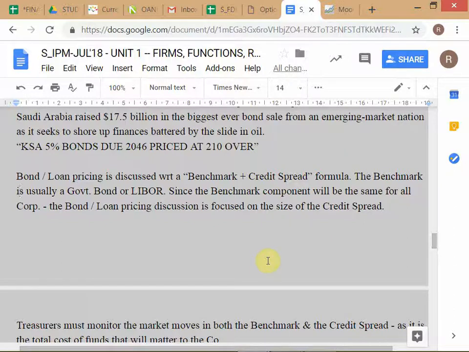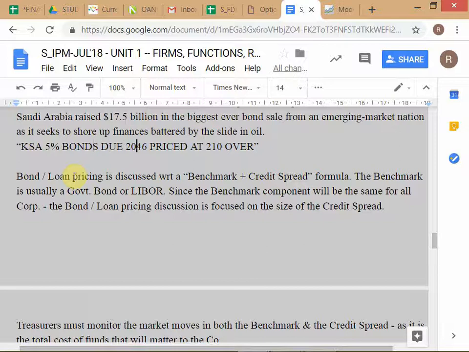So what is this 5%? 5% is the coupon. If a bond is issued at par, and you see the YTM on the bond, will the YTM be greater than the coupon? If it is issued at par, the YTM and the coupon will be the same. So this 5% here refers to the coupon rate, and then when is it due.